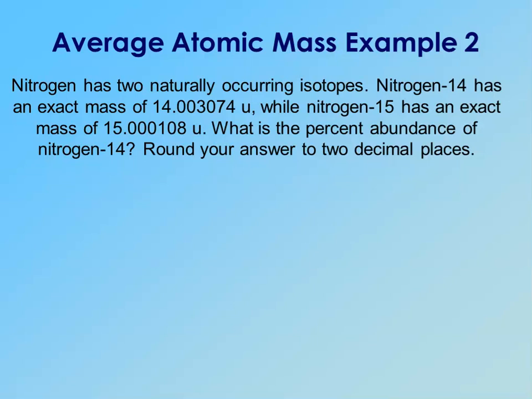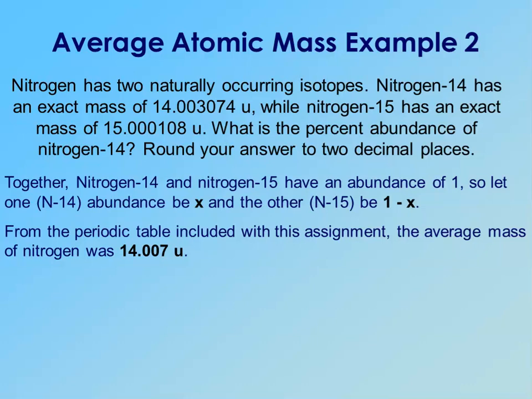So we're going to need to know how we can solve for those abundances in terms of X. Nitrogen 14 and nitrogen 15 together have a percent abundance of 100. So if we were going to go back to fractions, they would have an abundance of 100 divided by 100. So if I let one of them be X, like let's say 30%, the other one would need to be 1 minus that, 70%. So we can set them in terms of one another and only have one variable in our equation.